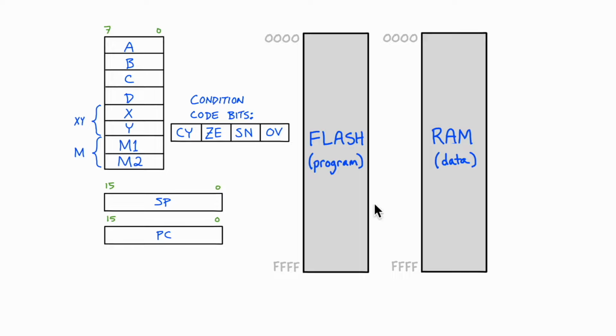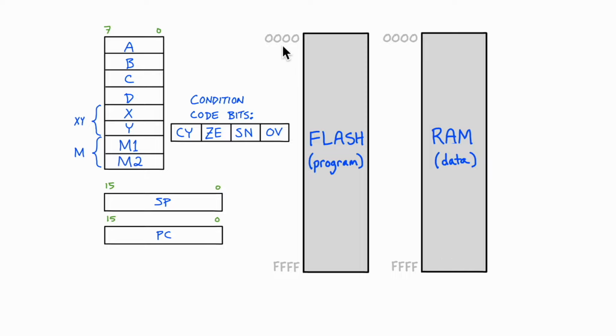The memory is divided into two separate sections. We have a flash memory. That's where the program will live, and that is a read-only memory. It doesn't change during execution. And then we have a RAM memory, and that's where any changing data is stored. The architecture will accommodate up to 64K bytes of flash memory and up to 64K bytes of RAM memory.